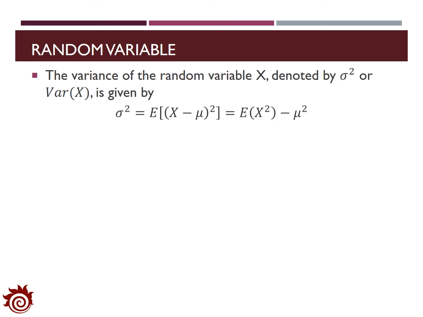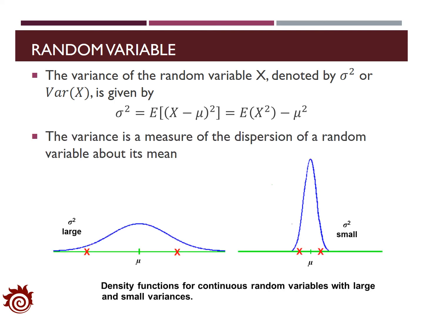Another important feature of a random variable is variance, which is usually denoted by sigma squared or the variance of capital X. The formula here defines the way for us to calculate the variance. It is the expectation of (X minus mu) squared, or similarly, the expectation of X squared minus mu squared. The variance is the measure of the dispersion of the random variable about its mean.